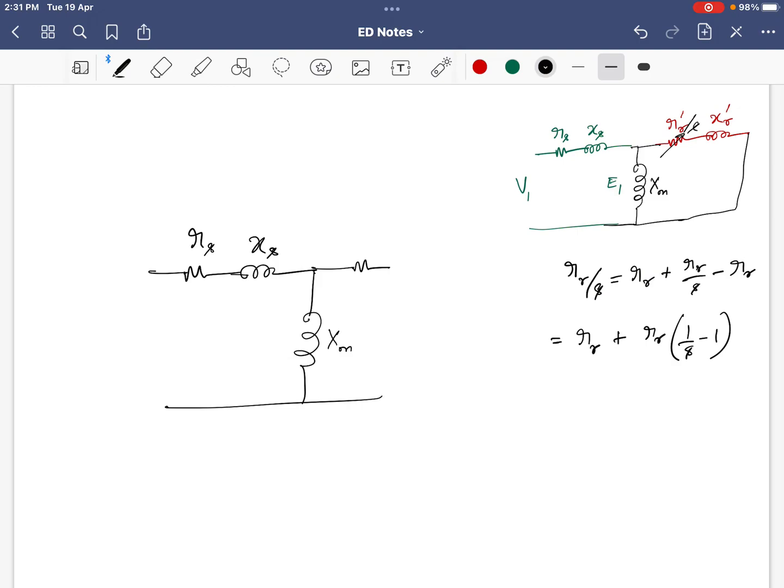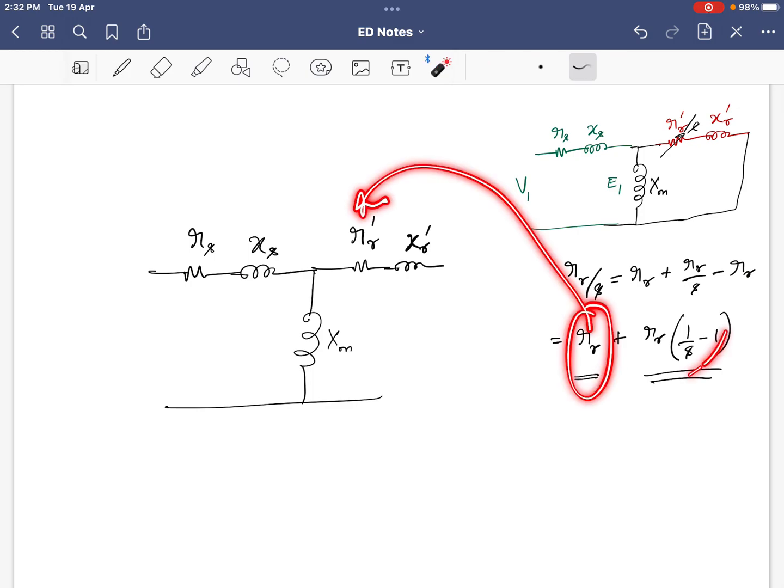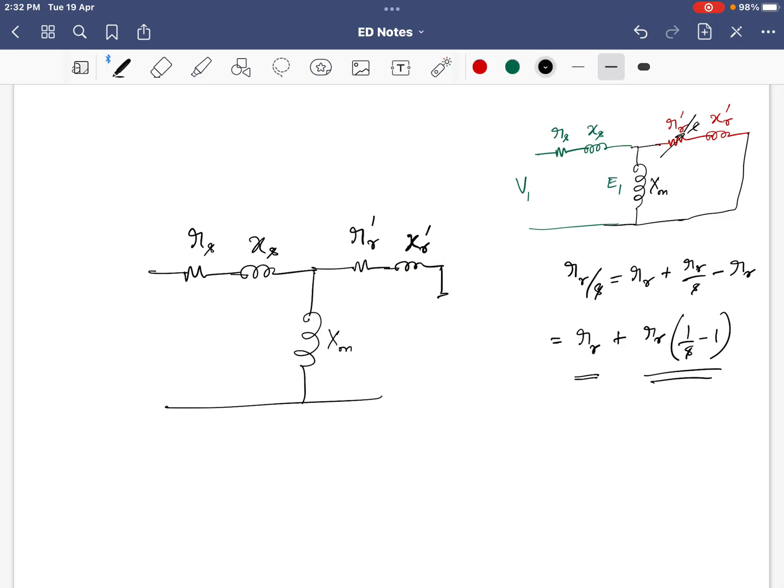So here the advantage is that we write RR dash and XR dash, and this extra RR term we have added here. We can redraw this and represent it as a variable resistance, RR dash (1 by S minus 1), and our equivalent circuit is complete. Here we have V1. This one is E1, and we can say E1 is equal to E2, and here we have the voltage V2 which represents the load end.